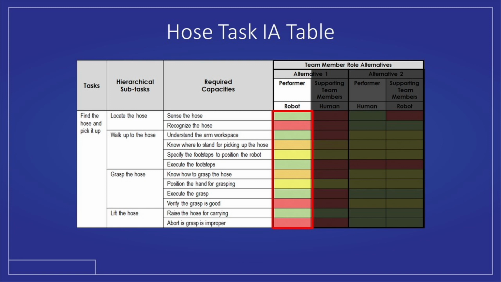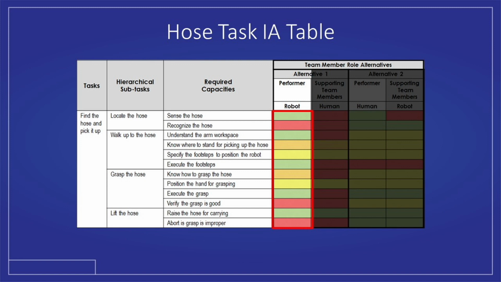Right away, there's an issue. At this state in development, we had no ability to recognize the hose, as indicated by the red, which is a showstopper for automating this task. Surely our team could implement a hose recognition task, but that would require dedicating resources, and more than likely it would be yellow at best. If we didn't have the time to commit those resources, what other alternatives do we have?